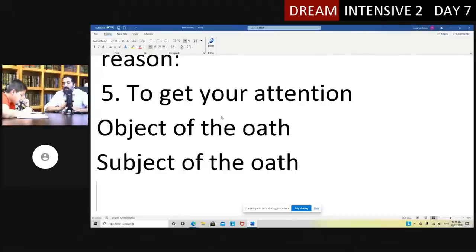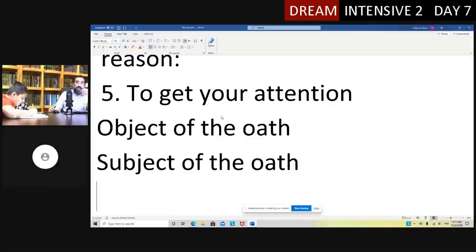If I say, I swear by time, then what's the object of the oath? Time. If I say, I swear by your mother, then the object of the oath is your mother. If I say, I swear by the Quran, then the object of the oath is Quran.